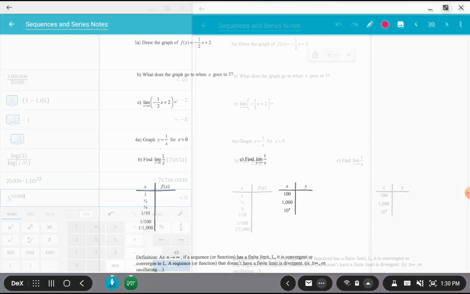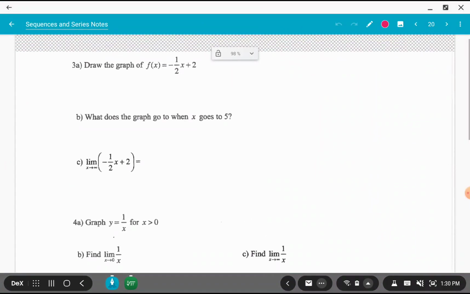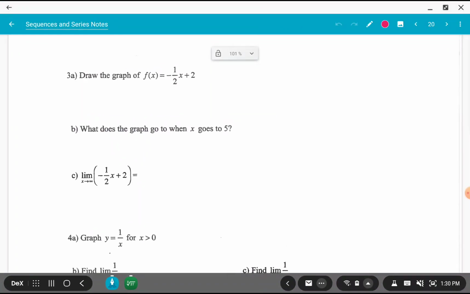All right, so draw the graph of f of x equals negative half x plus 2. Let's go ahead and draw that. Okay, so we take a coordinate plane here. We know we have a y-intercept at 2. We have a slope of negative half, so down 1 over 2, down 1 over 2. Okay, and then let's just go one more actually. Down 1 and over 2, like that.